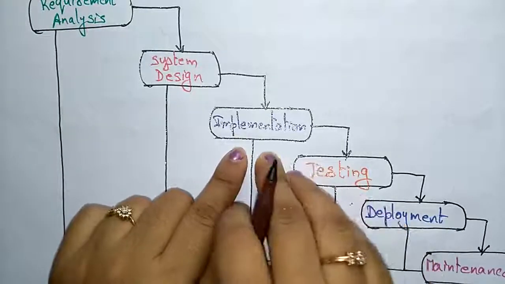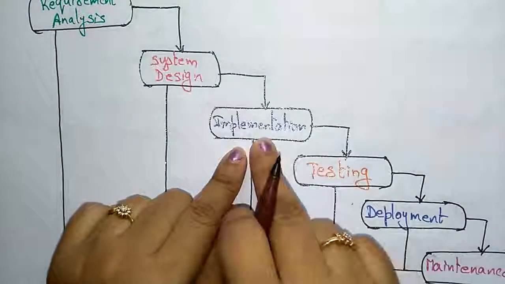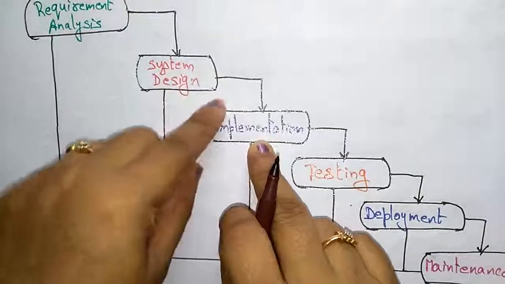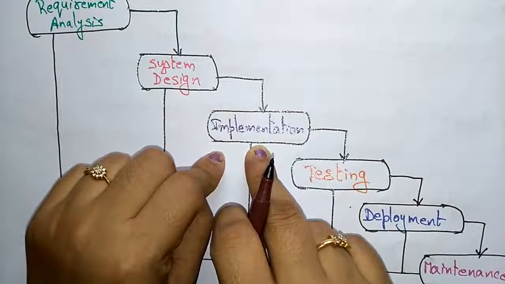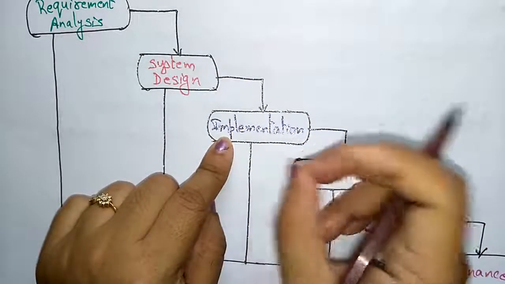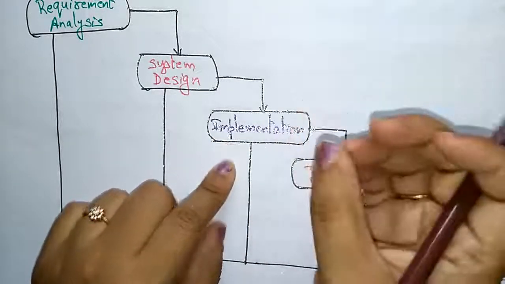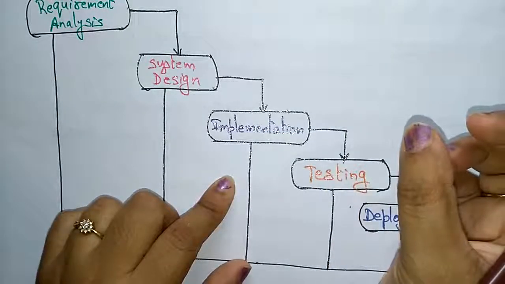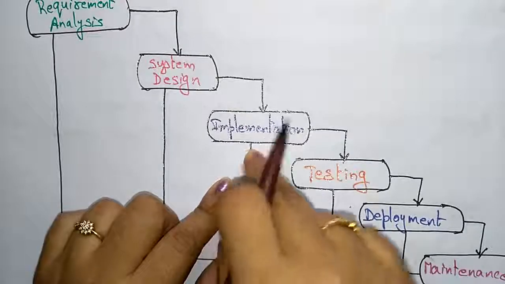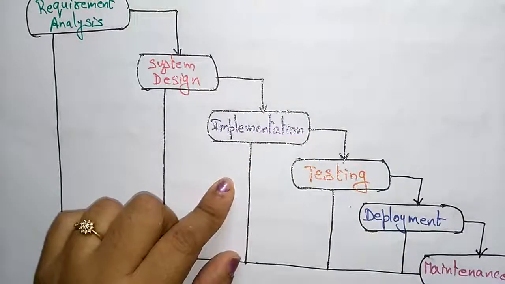Next they go for the implementation. In the implementation, with the input taken from the system design, the system is developed in small programs called units. Here we are implementing the program in small units. Each unit is tested for its functionality, and this is referred to as unit testing.